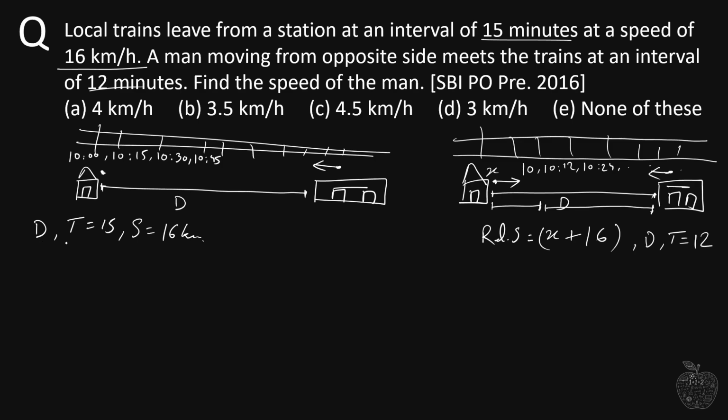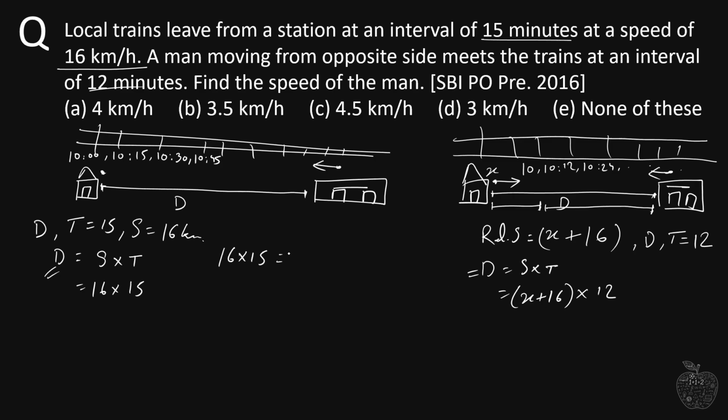Now let's use the formula: distance is equal to speed into time. For the first case, speed here is 16, time here is 15. Let's leave it like this, and use the formula speed into time here as well. So we get speed, which is x plus 16, into time, which is 12. Now distance is constant in both cases, so we can equate the right hand sides of both equations. So 16 into 15 is equal to x plus 16 into 12.